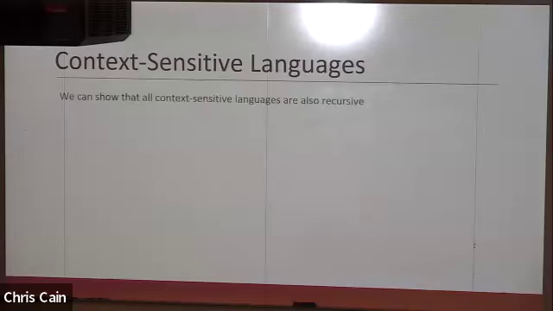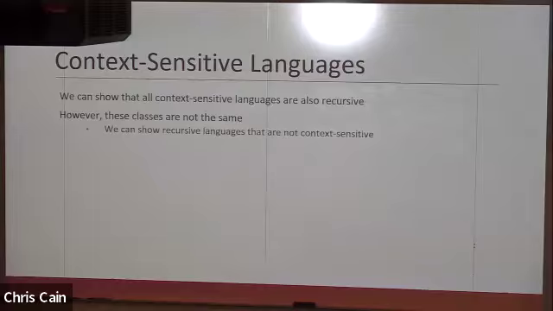We can show that context-sensitive languages are also recursive, just like we showed that linear bounded automata are also recursive. But it turns out that they're not the same. Just like linear bounded automata were restricted from recursive Turing machines or recursive languages, then we can also show that context-sensitive languages are beneath the recursive language structure. Also shows that recursive languages are not context-sensitive.